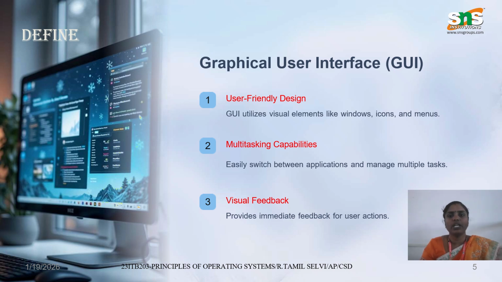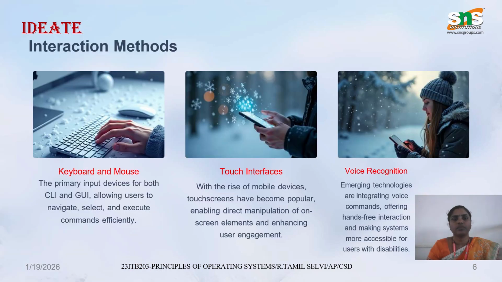Next one, the graphical user interface, that is GUI. In GUI, the user interacts with windows, icons, and menus. For example, the Windows desktop, macOS Finder, and the Android mobile screen. You can click icons, drag files, and switch between apps easily. So this makes GUI user friendly.